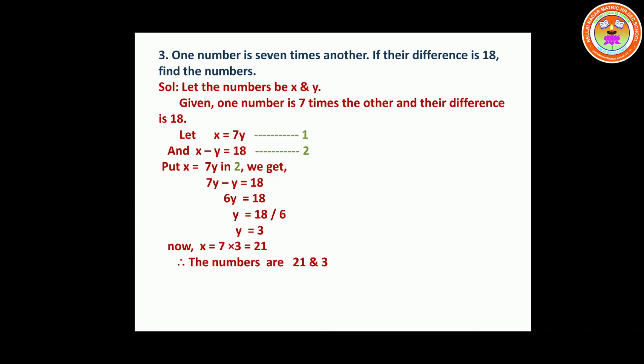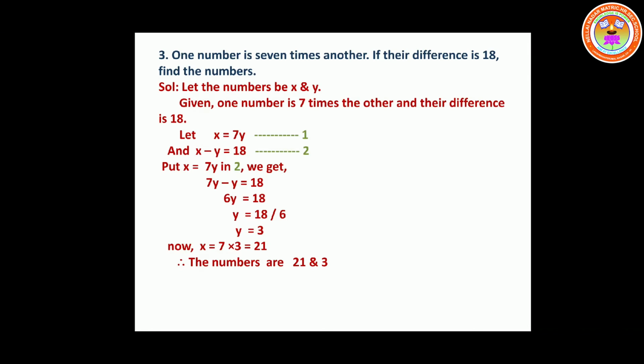From that, one number is 7 times another. That sentence I am going to take first. So I will take one number as x, the other number as y. One number will be 7 times the other. So x is equal to 7 times y, so x equals 7y. That is the first equation I have framed from the first statement. The next statement is that their difference is 18. Difference means subtraction of the numbers. So when I subtract x minus y, the answer should be 18. That is the second equation.